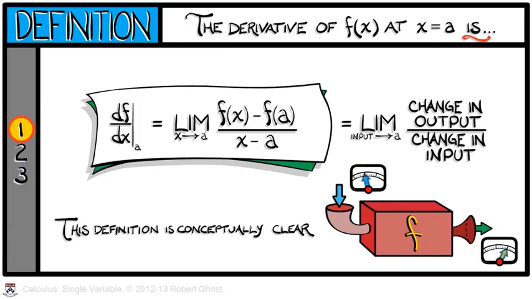You have an input and an output, and as you change that input at a certain rate, the derivative tells you at what rate the output is changing.